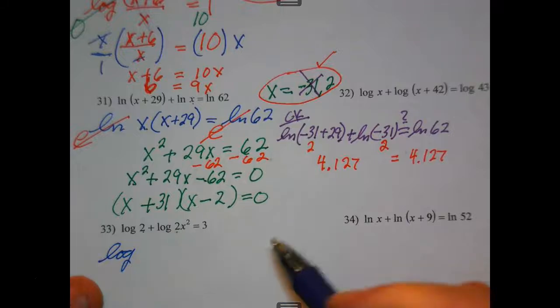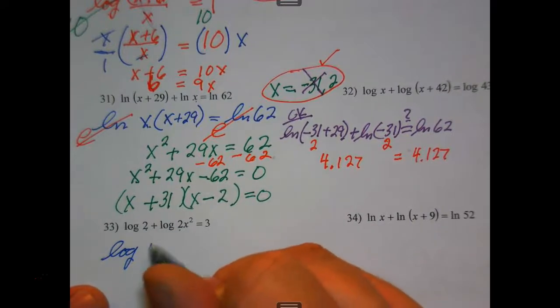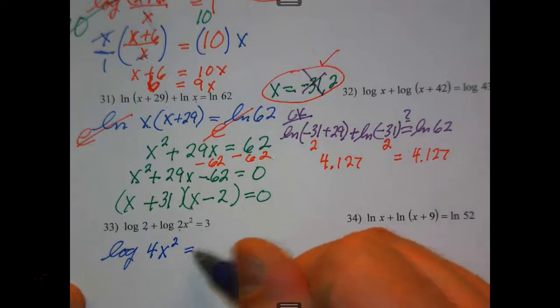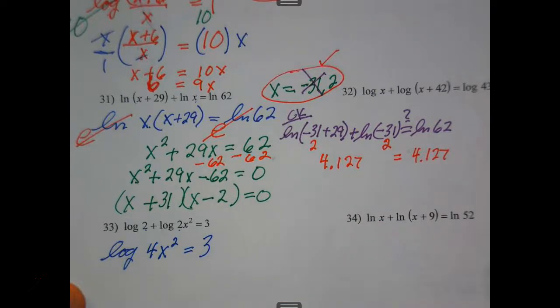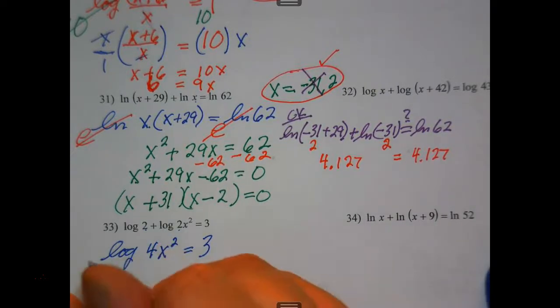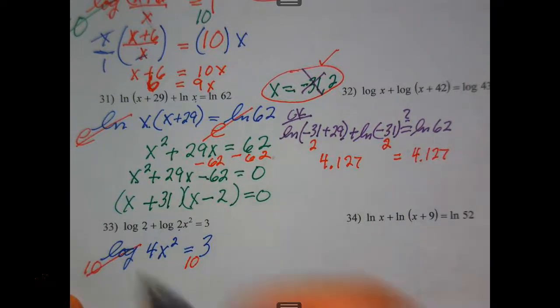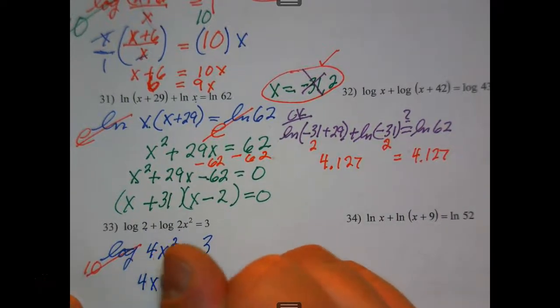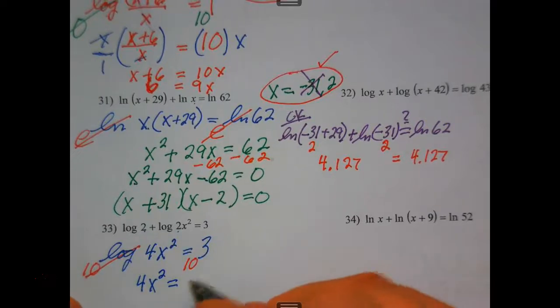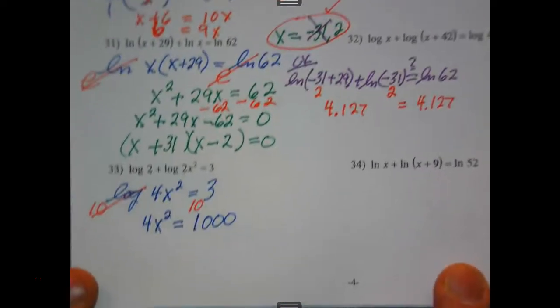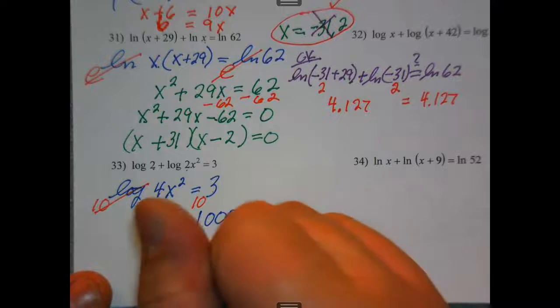Log of 2 times 2x, what is that? 2x squared. 4x squared, right? Exponentiated to the base 10. So I have 4x squared. What's 10 cubed? A 1 with 3 zeros. Divide both sides by 4.